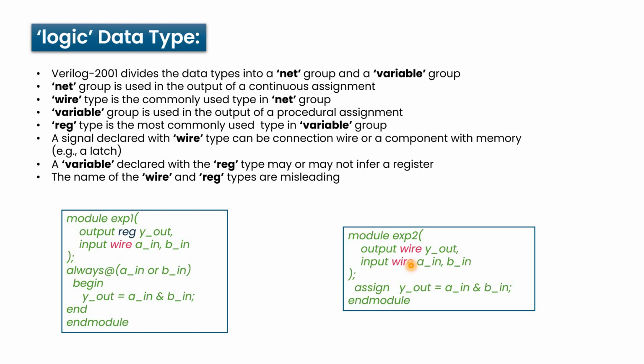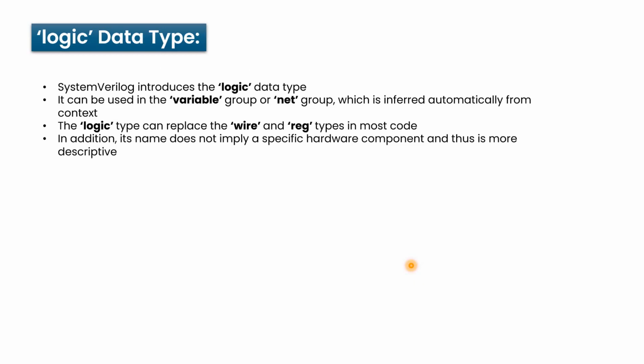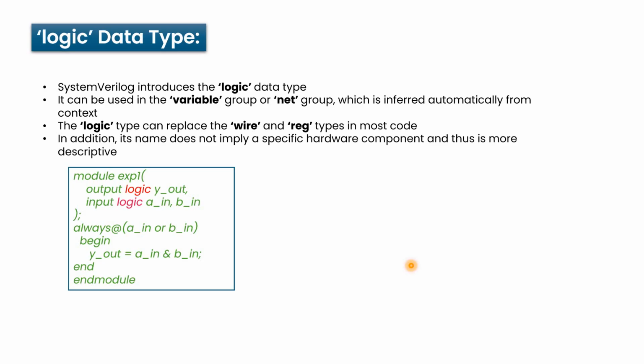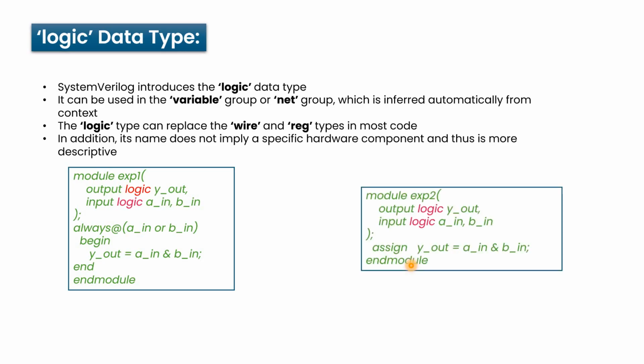So to avoid this confusion, the SystemVerilog standard came with the logic data type, and the logic data type can be used in the variable group or net group, which is inferred automatically from context. The realization of hardware gets inferred automatically from the context.